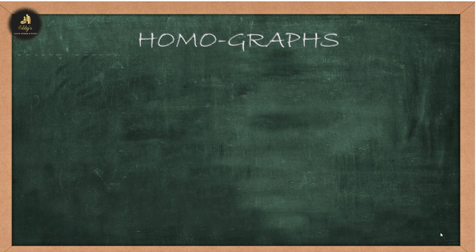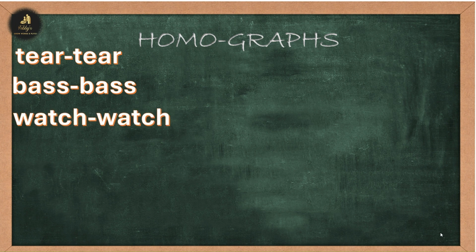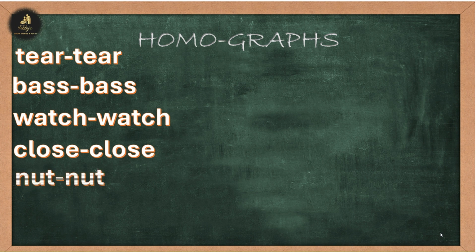Tear as in tearing something up and tear is what comes out of the eye when crying. In some places, the second word is also pronounced as tear. Here's another one. Bass has 2 meanings. One is the fish and the other is related to sound. Watch as an accessory that we wear on our wrists and the other to look out for or at something. Close as in you are near or dear to someone and close as in shut. Not as in something you eat and the other is a word used for crazy people.